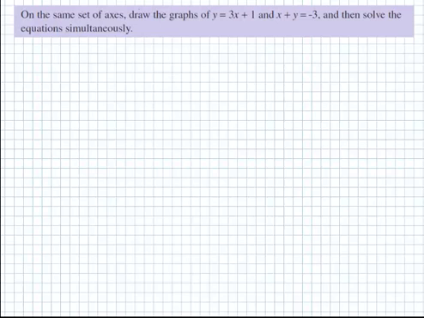Okay, in this question I'm going to show you how you can solve simultaneous equations by graphical means. So we're going to start with our first equation, which is y equals 3x plus 1. And we have to just remember how we graph that.